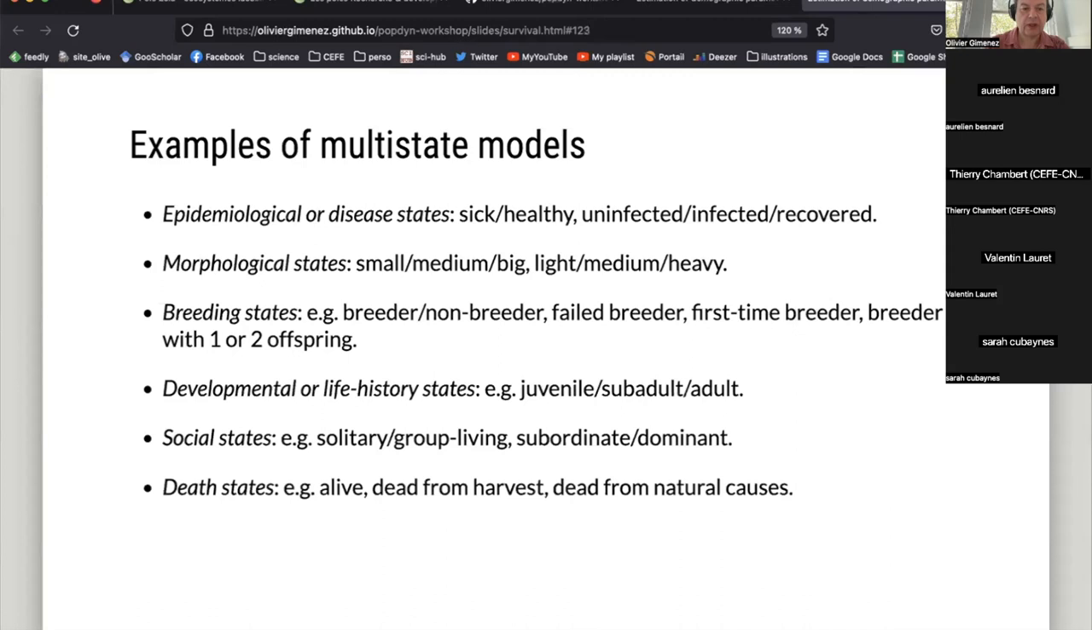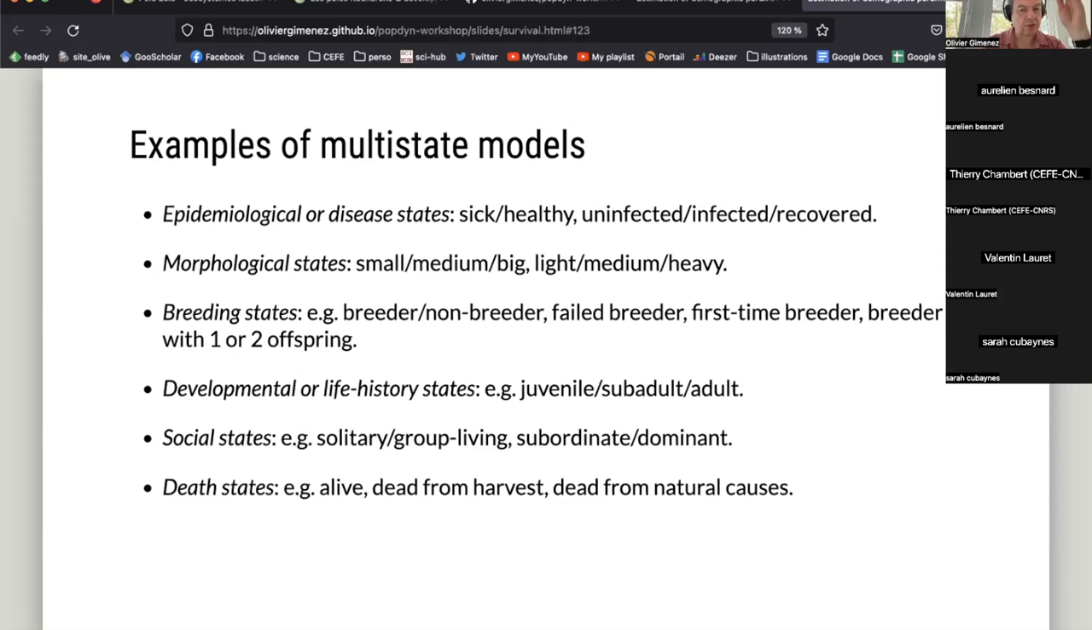And death states. Why am I saying that? Because alive or dead from harvest or dead from natural causes. Why am I spending some time on that? Because it was really useful to realize that we could use death states as a state and not only alive states in those multi-state models, because by doing that, you can combine different types of data sets and you can infer probable causes of death and try to disentangle death from natural causes, from death from harvest, or death from other causes. So these models get very, very useful to ask a bunch of questions.